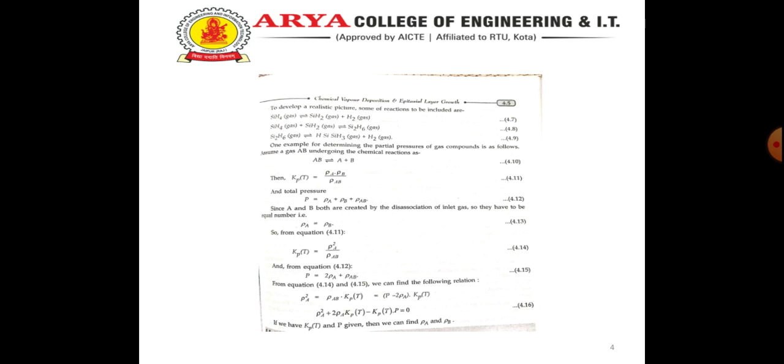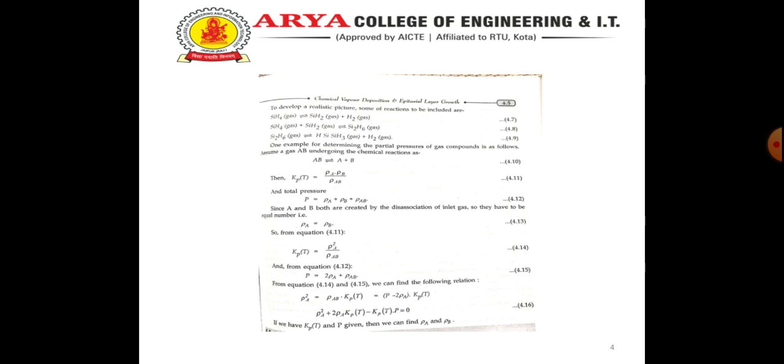Assume a gas AB undergoing the chemical reaction AB changes to A plus B. Then Kpt is equal to rho A times rho B upon rho AB. Equations 4.10 and 4.11 have been explained. Now, in equation 4.12, we have rho P is equal to rho A plus rho B plus rho AB.